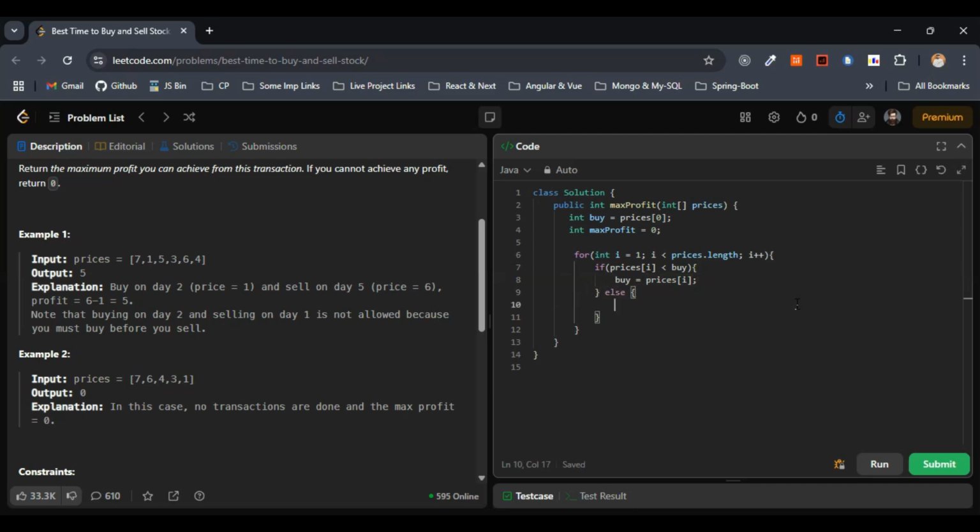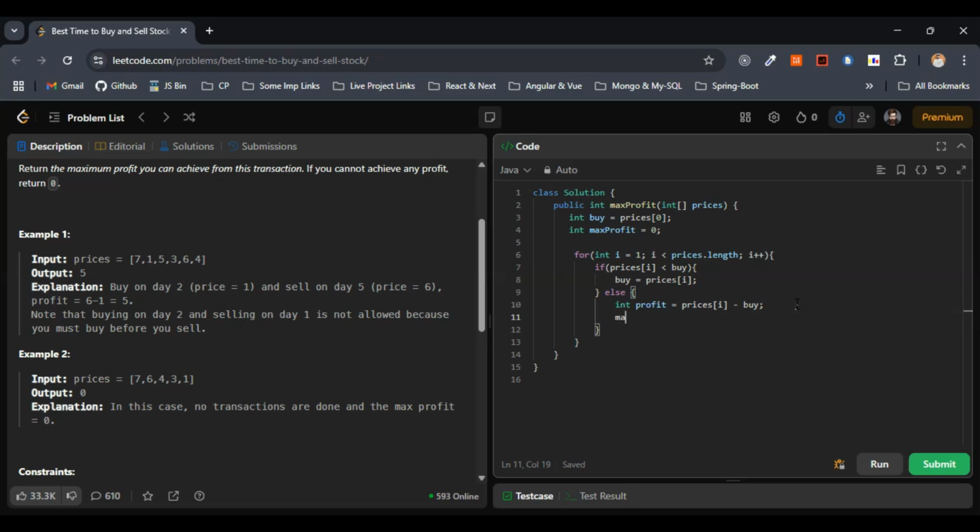So else what we will do, we have to calculate the profit if we sell today, right? So here in this case, I can write it this way. So int profit equals prices of i, this will be minus buy. I hope this part is clear. We have to update the max profit if we find any profit that is higher, right? So we have to keep updating the max profit, right?